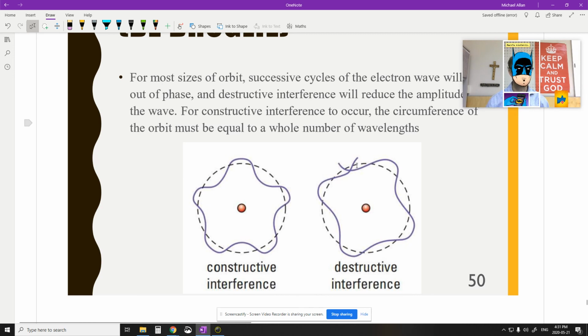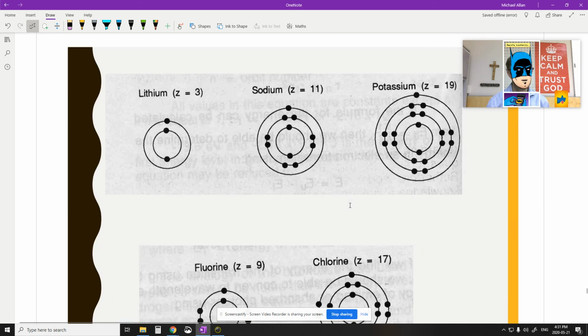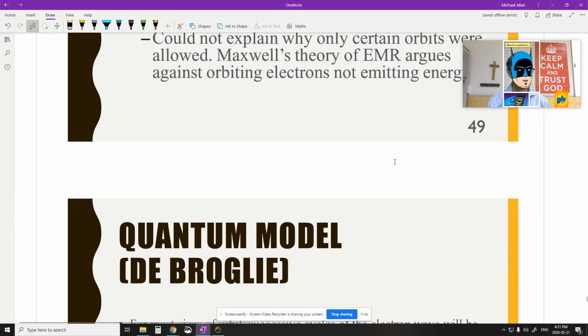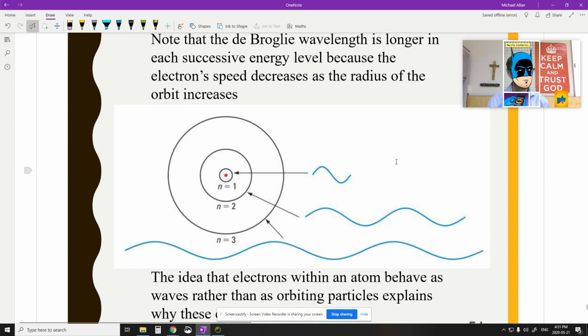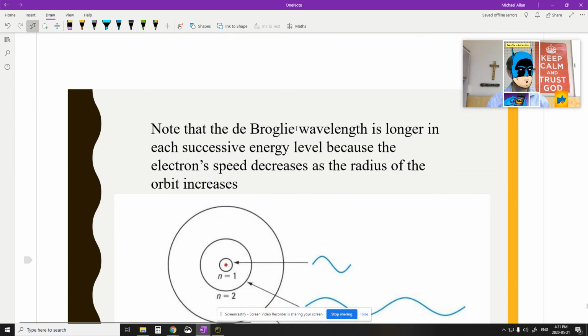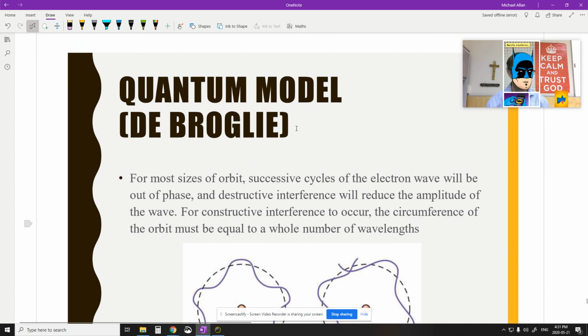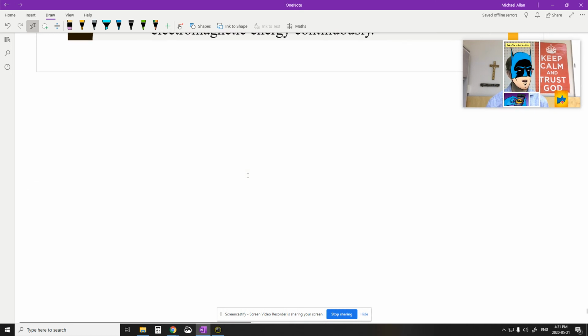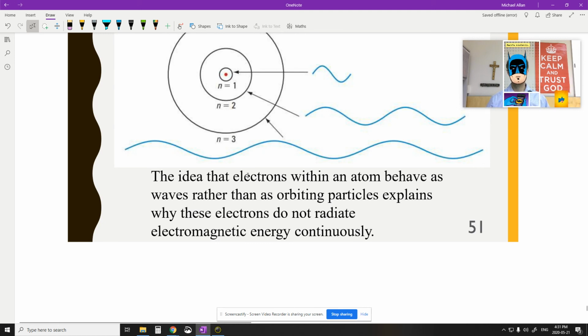I'll have some links in the classroom for you to watch about this and how the waves can explain the fact that electrons can only exist in certain shells as well. Again, we're not too concerned about this. You just have to know that de Broglie fixes some of the problems of Bohr. We're not worried about any math in that case. And that's it. That is the history of all the atoms. That's the end of this week.